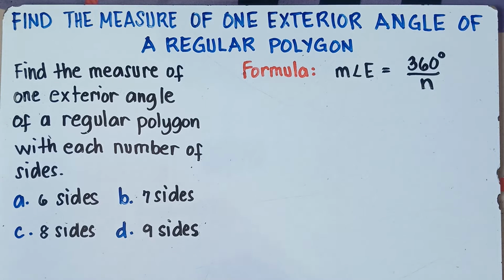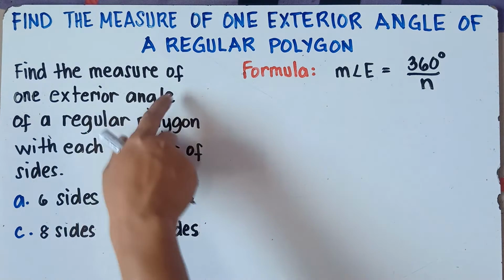Now, sir, what do you mean by regular polygon? A regular polygon has equal sides, and all interior angles must be congruent, as well as all exterior angles must be congruent. So, let's solve for this one, class, finding one exterior angle of this regular polygon.